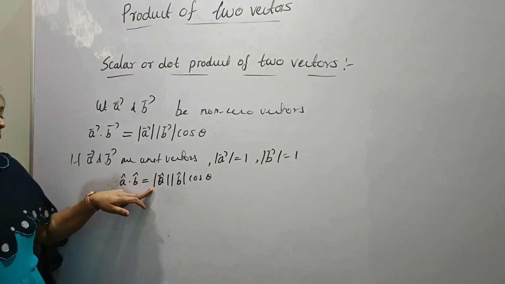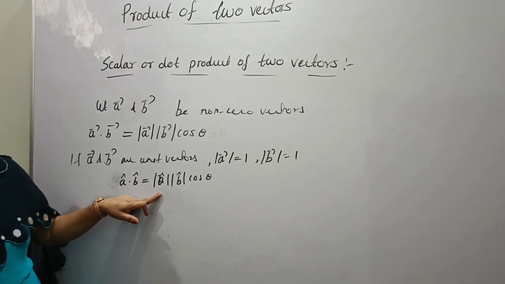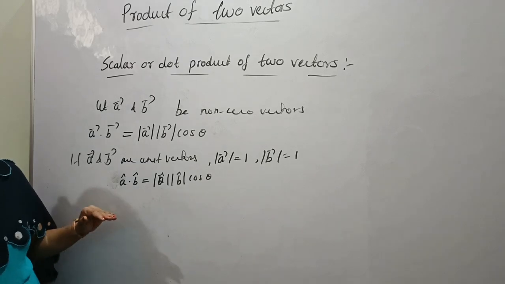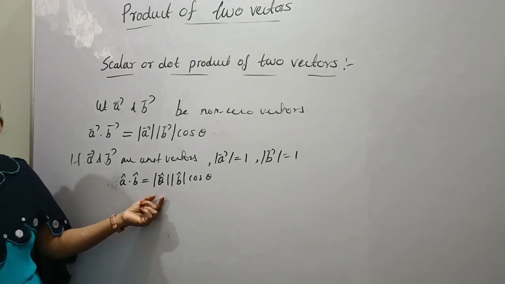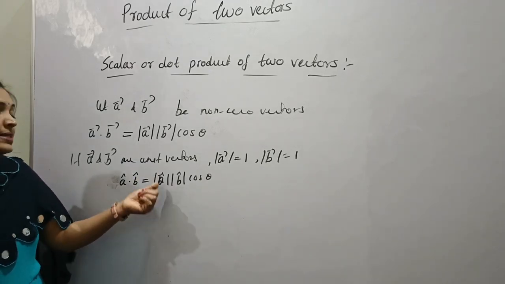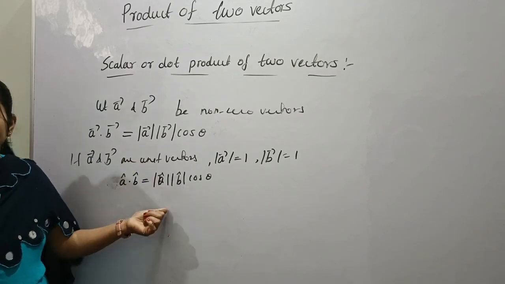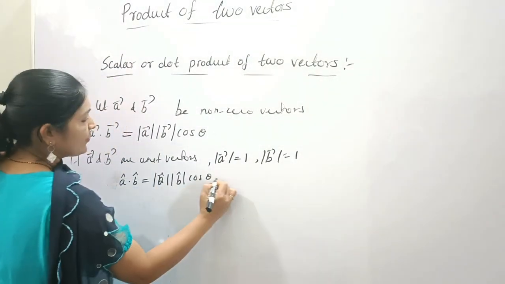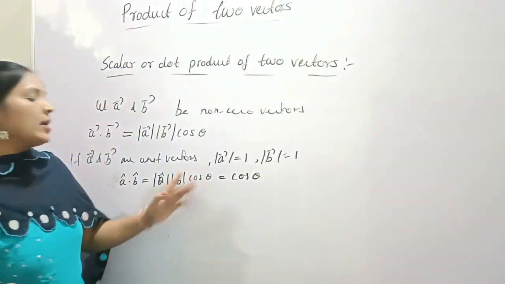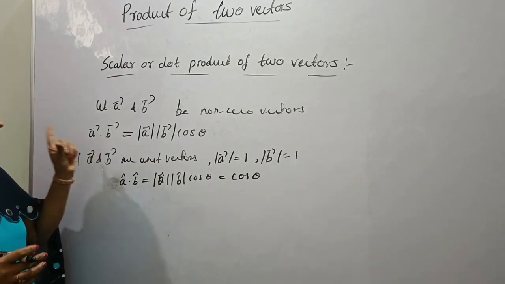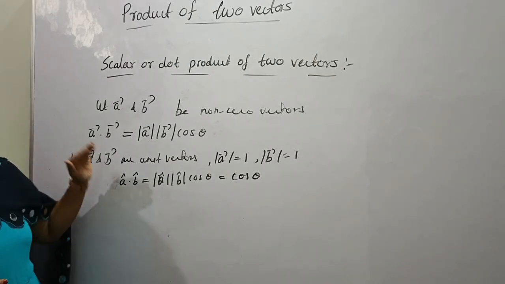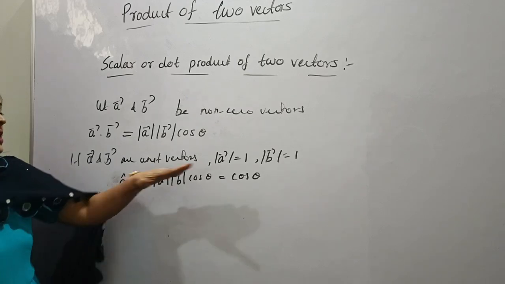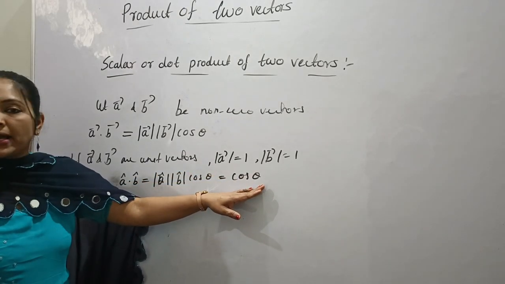Right? Here, what is modulus of vector A? That is the magnitude of vector A. Vector A and vector B are unit vectors. Therefore, their magnitudes are 1. That is, modulus of vector A and modulus of vector B is equal to 1. So therefore, it is equal to 1 into cos theta. So remember, if vector A and vector B are unit vectors, then the scalar product of vector A and vector B is nothing but cos theta. Theta is the angle between them.